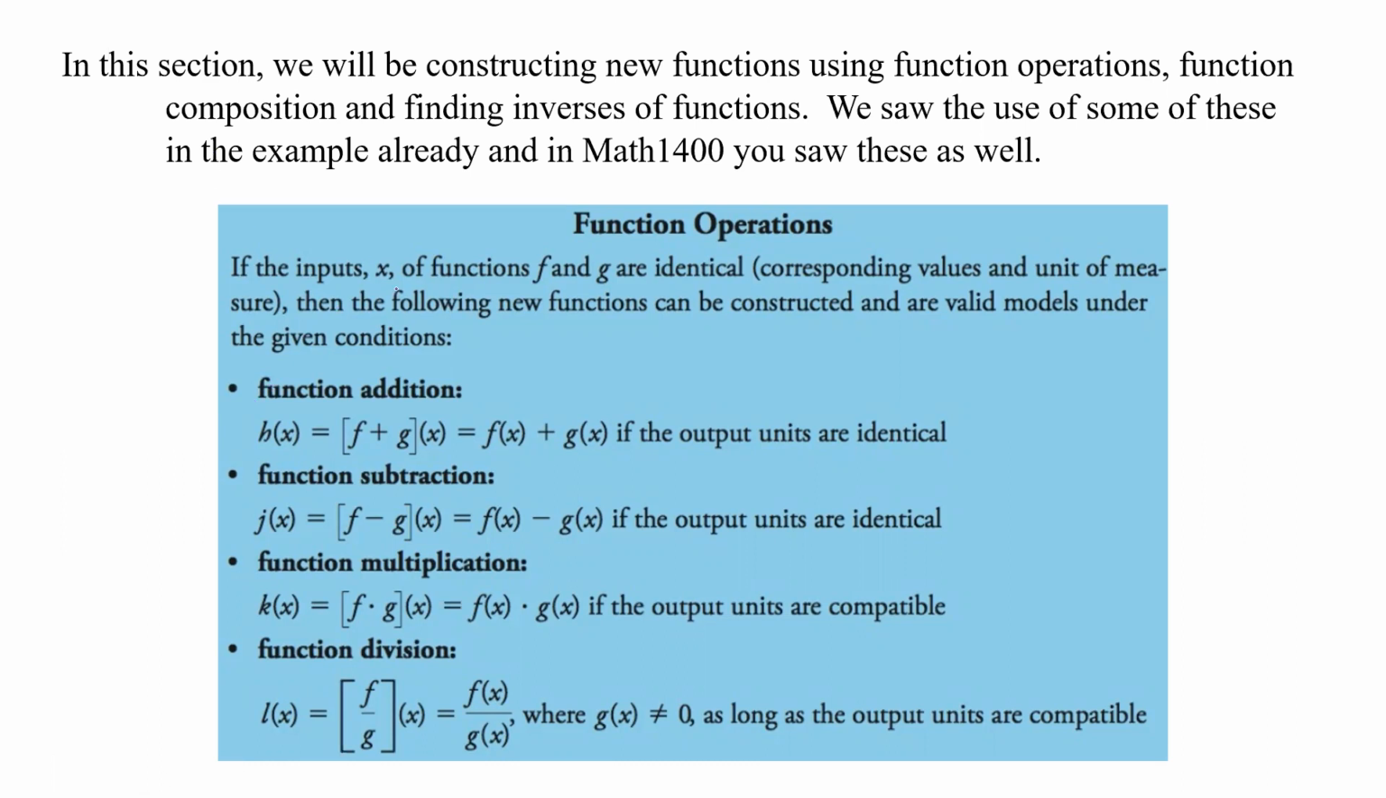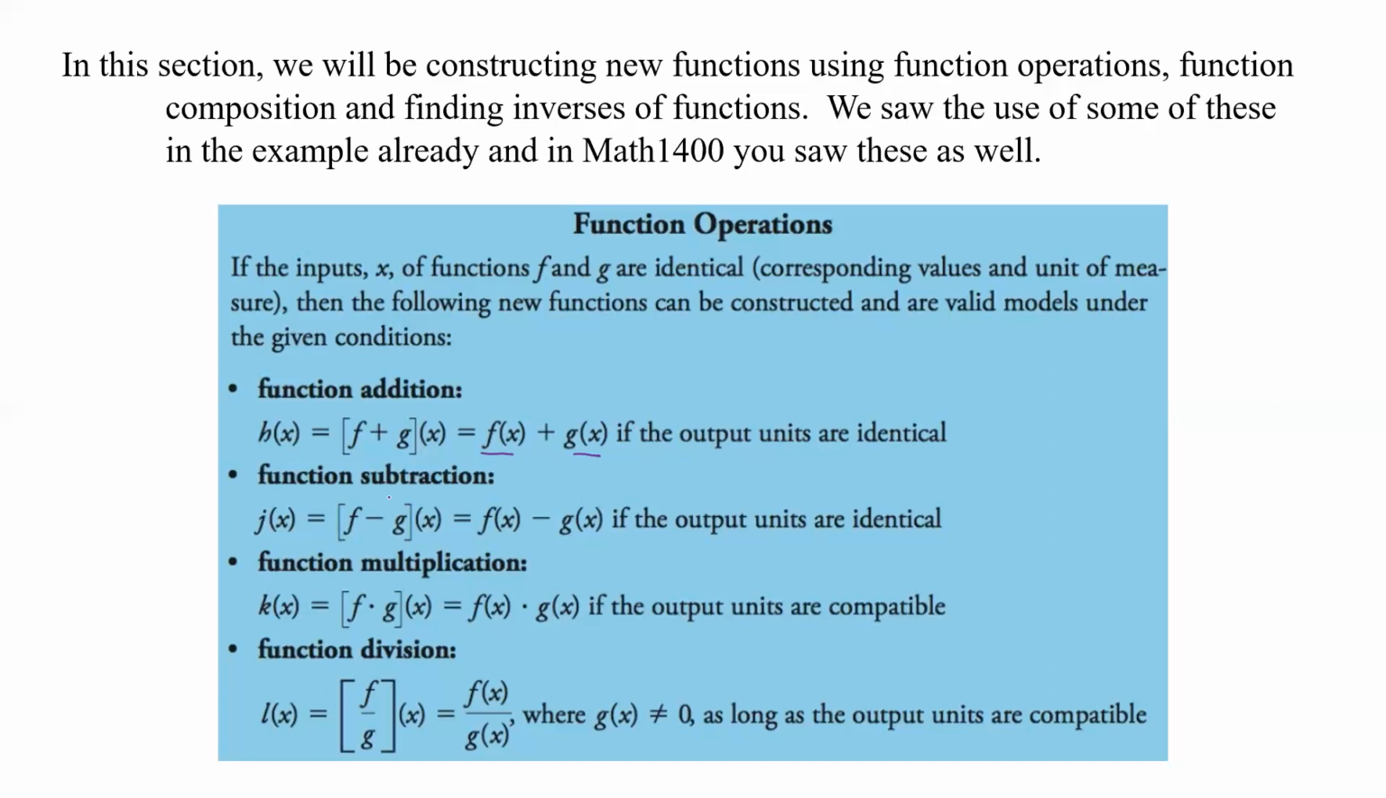So we have our inputs x, we have functions f and g, and we're going to do function addition, subtraction, multiplication, and division. So these are four operations we're going to do, and in a little bit, we're going to do another one. When we're doing these, we take f of x plus g of x, and we're saying f plus g of x. We just take our function f plus our function g, and as long as their outputs are identical, we can add those two functions together.